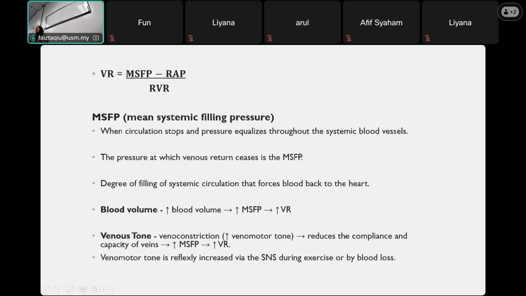So it is affected by two factors: the blood volume. Increase of blood volume will increase the mean systemic filling pressure and increase the venous return. The venous tone: venous constriction reduces the compliance or capacity of the veins, increases the mean systemic filling pressure, and subsequently increases the venous return. What affects the venous tone is usually an increase in sympathetic nervous activity during exercise or by blood loss.